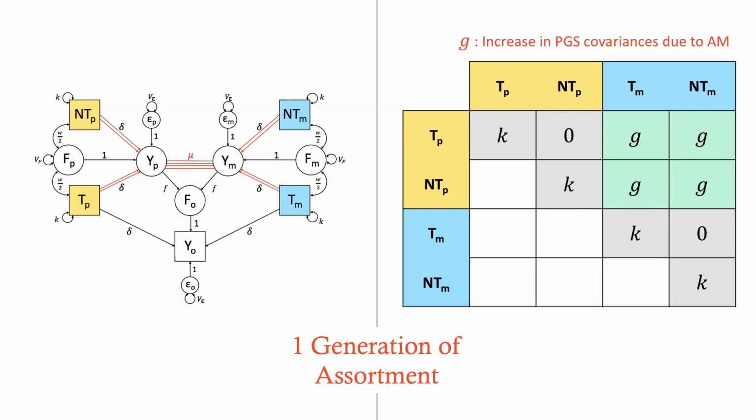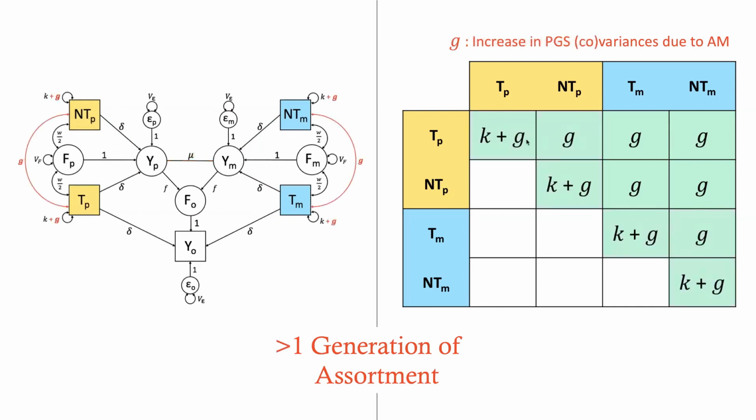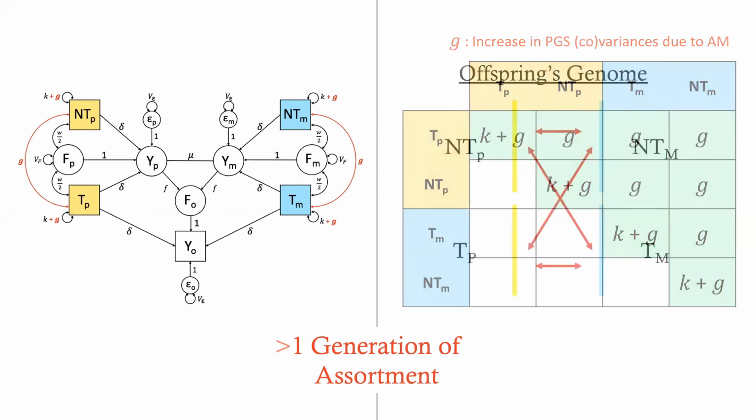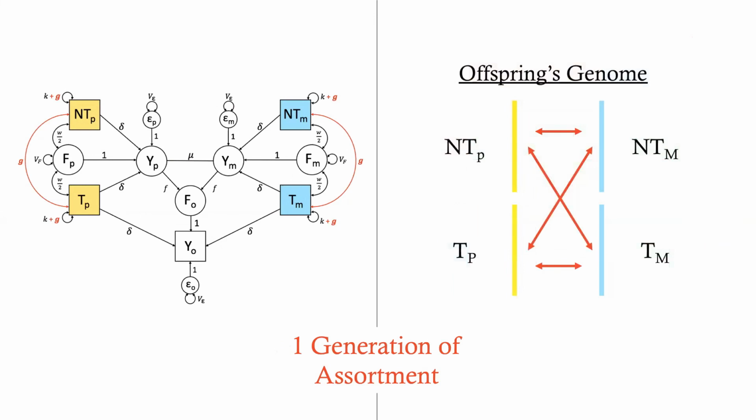However, if we wanted to account for multiple generations of assortment, that's also easy to do. So in addition to having these G covariances between spouses, we just need to also include G covariances within spouses as well. This is because a second generation of assortment goes back to the offspring's grandparents. So to keep using height as an example, just as one generation of assortment meant that your father's height increasing alleles were correlating with your mother's height increasing alleles, a second generation of assortment might entail your mother's height increasing alleles correlating with your mother's father's alleles.